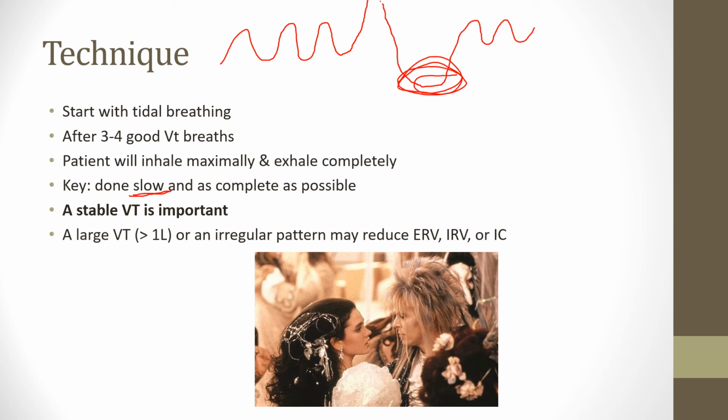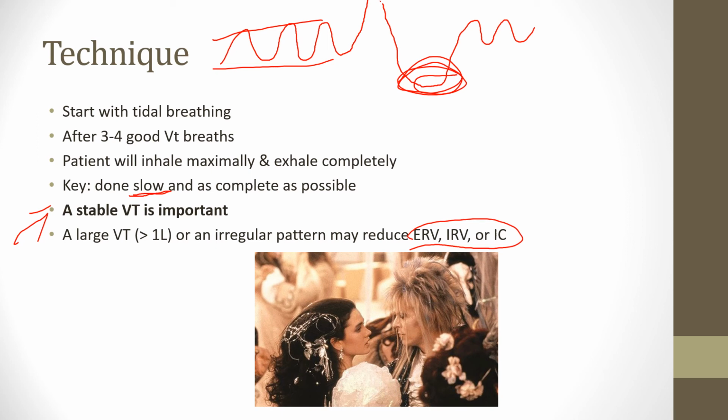The big key to making sure you have an accurate test here, and notice it's in bold here, is to make sure that you have a stable tidal volume before they do the maximal inhale, maximum exhale. So if you have a large tidal volume, it might reduce or change some of the other volumes that we measure, or even the inspiratory capacity with the machine.